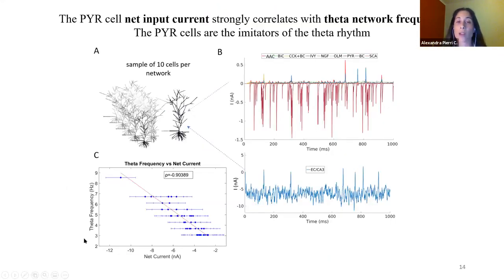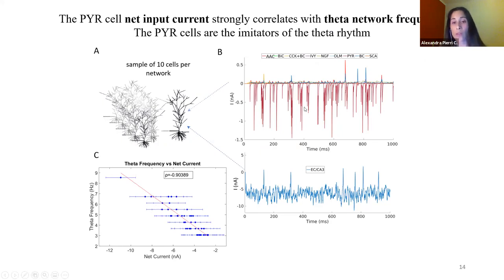So we plotted the theta frequency of any given network as a function of the mean input current to the pyramidal cells, and we found that these two modalities are very strongly correlated. This tells us that the theta rhythm is controlled by that input current, and that input current can predict the frequency of the resulting theta network.